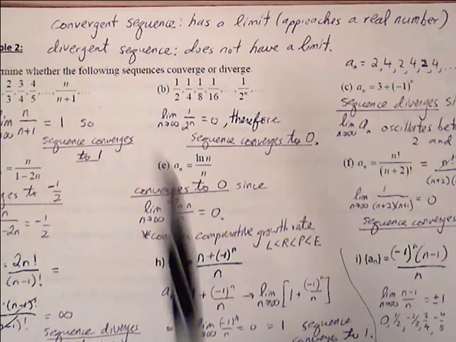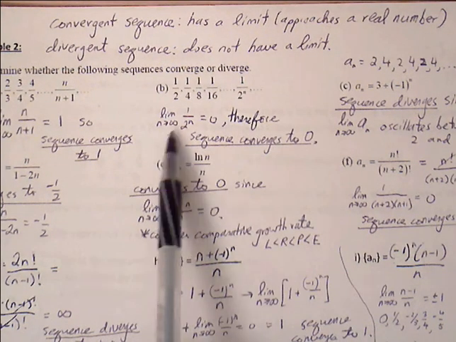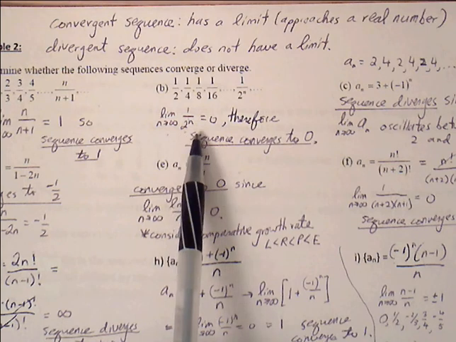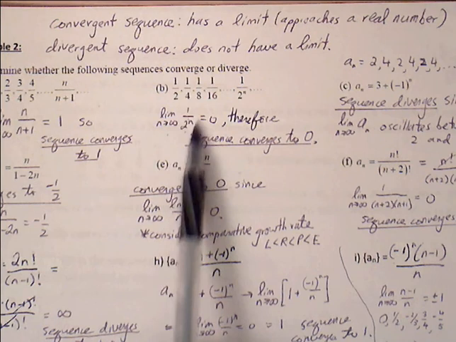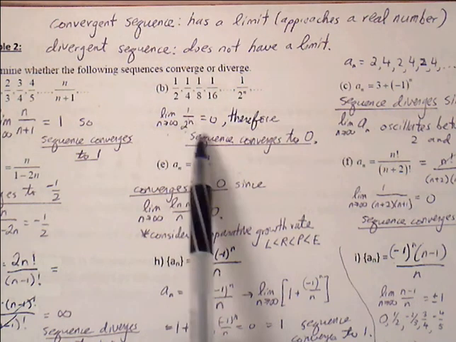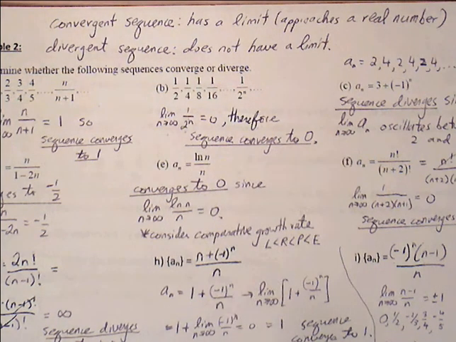For b here, limit as n approaches infinity for 1 over 2 to the nth. We see that the denominator is increasing to infinity, which will cause this fraction to go to 0. And so the limit is equal to 0. Therefore, our sequence converges to 0.